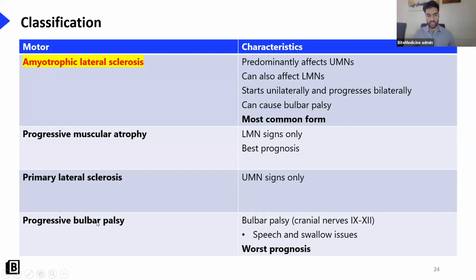Progressive bulbar palsy predominantly affects bulbar function. When we say bulbar palsy, we are referring to cranial nerves 9 to 12, and that really means speech and swallowing problems, and it carries the worst prognosis. You can get speech and swallowing problems in ALS, but if the patient predominantly has speech and swallowing problems, and that's the main primary thing of their illness, then that's progressive bulbar palsy, and that carries the worst prognosis.